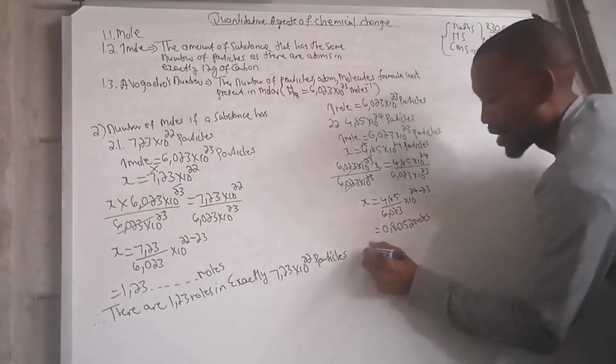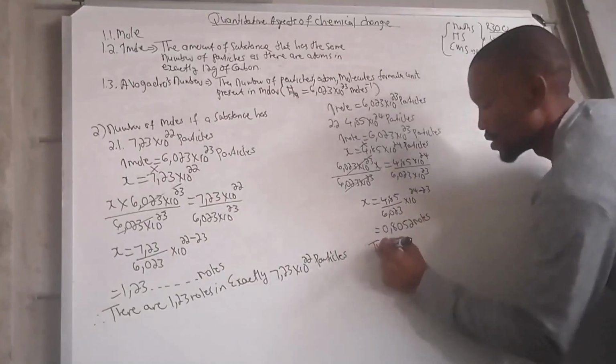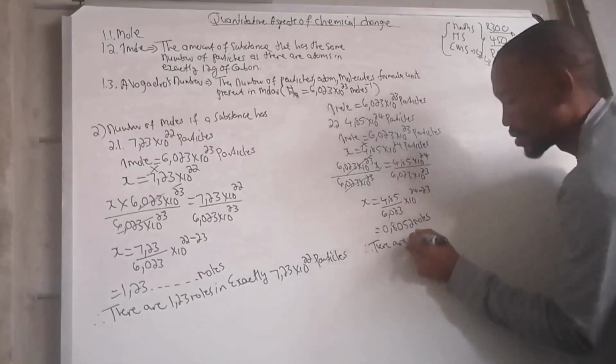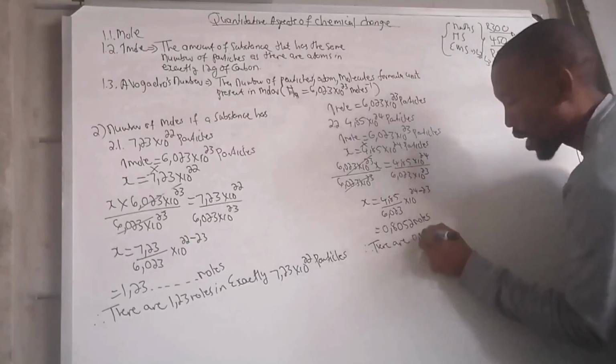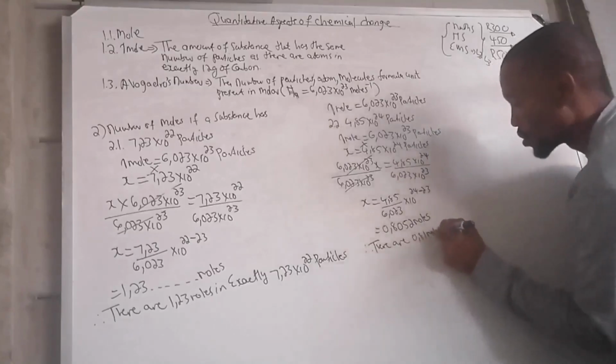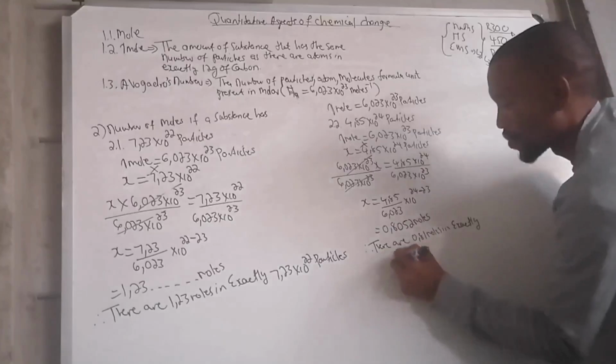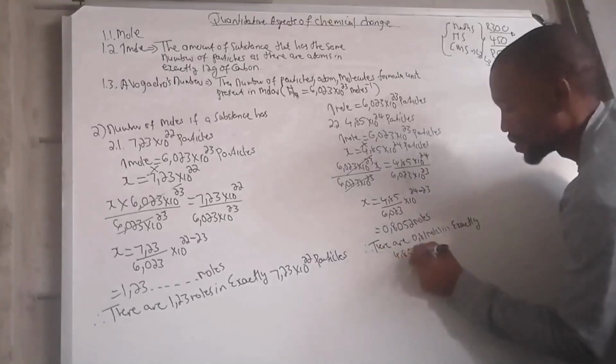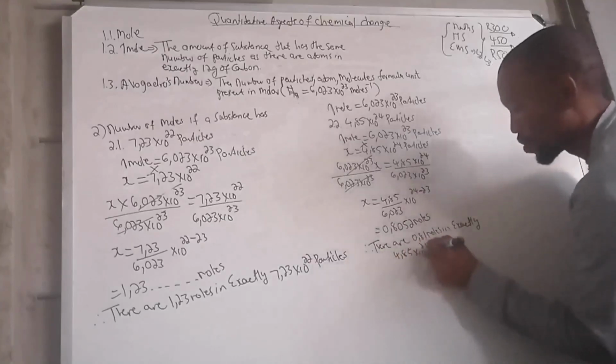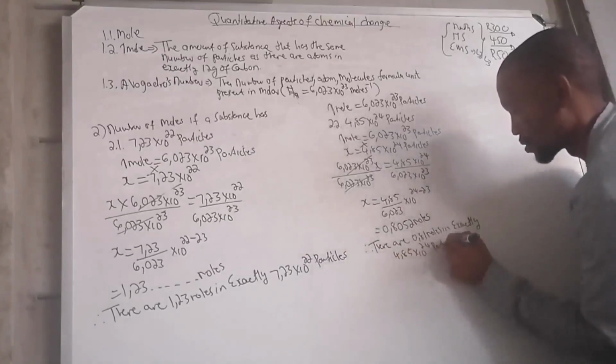So therefore, there are 0.81 moles in exactly 4.85 times 10 exponent of 24 particles.